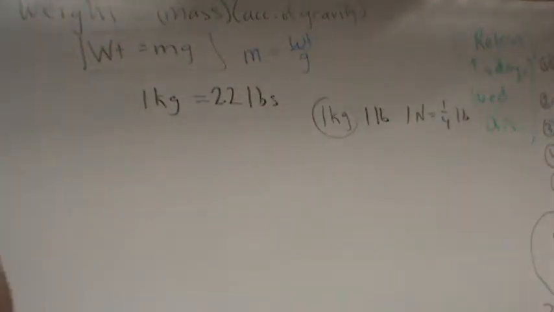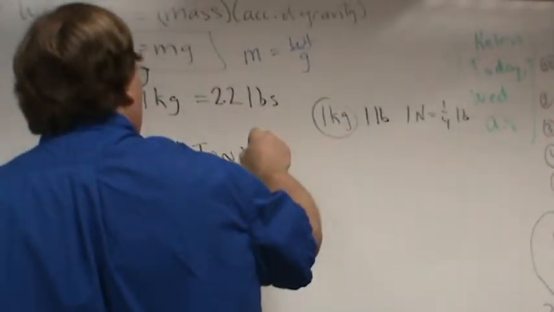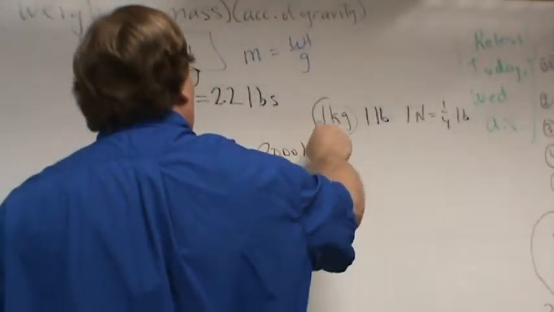Does anyone know what a metric ton is? Or do you know what a normal ton is? How many pounds? Not 1,000 pounds. Not 10,000. 2,000. Yeah, 2,000, right? One ton is 2,000 pounds.